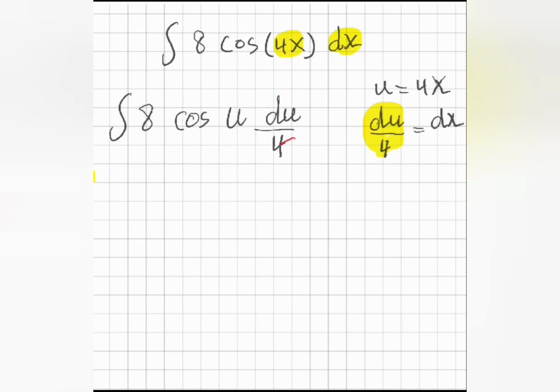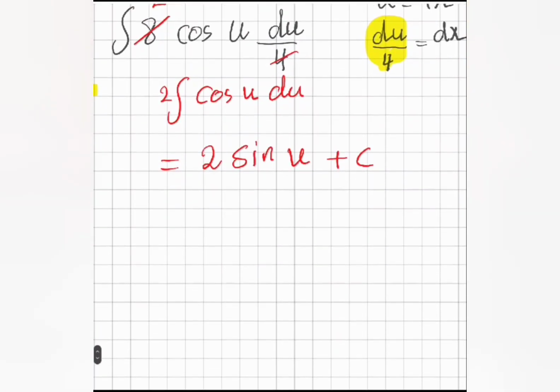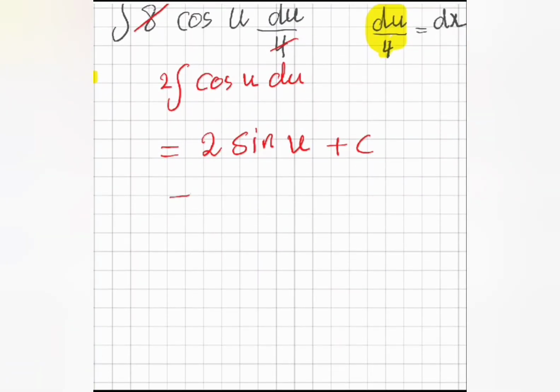So now we can divide 8 by 4. 8 divided by 4 is 2. Now what is the antiderivative of cosine? The antiderivative of cosine is sine, because the derivative of sine is cosine. So we have 2 sine u plus the constant of integration, c. Now let's replace u with 4x. So the final answer is 2 sine 4x plus c.